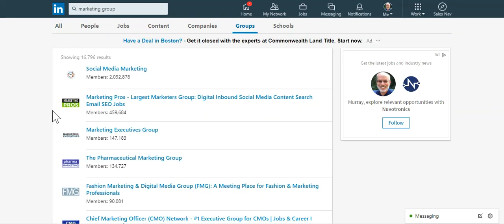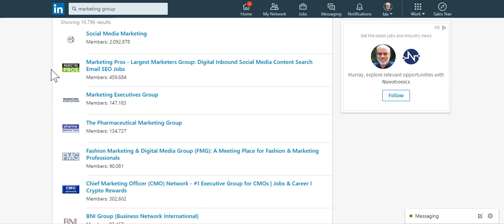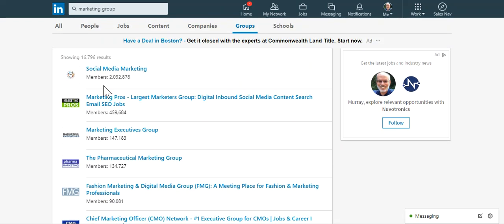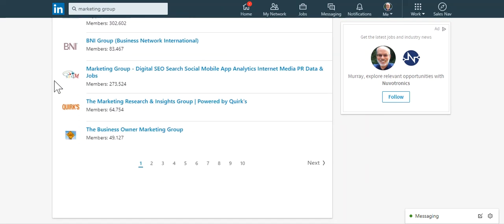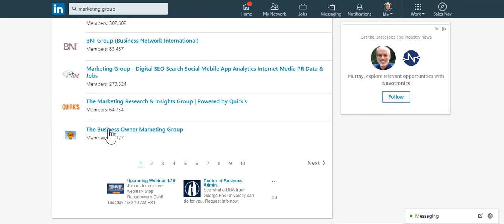and these are all the marketing groups. Any group that has the word marketing, and it tells you how many members are in the group, all right? So I want to caution you not necessarily to go strictly by the number of members. There are some nuances with approaching the groups, and I'll explain that in a minute. But let's just show you the key way to leverage a group. Let's pick a smaller one here. How about the business owner marketing group? All right, 49,000. That's still a pretty big group.